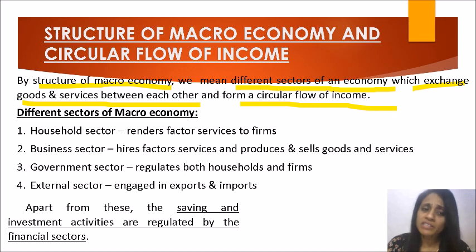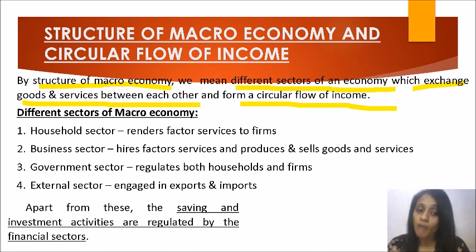What are the major sectors of a macroeconomy? Number one, household sector. It renders factor services to firms for the production of goods and services. Second, business sector. It hires factor services from the household sector, produces goods and services and sells them back to them.